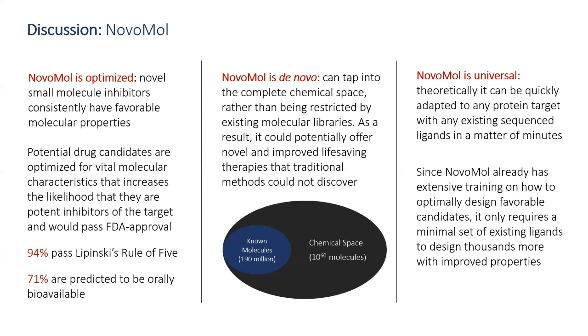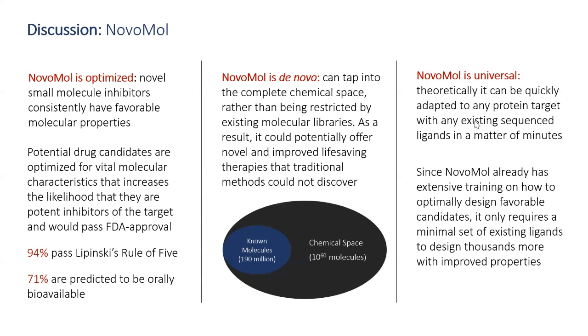Finally, NovoMol is universal, since it can quickly be adapted to any protein target with any existing ligands in just a matter of minutes, due to its generalized drug discovery structure that allows it to quickly pick up on important characteristics of drug ligands and apply them to design novel drug candidates for that specific drug target, even without any previous biological knowledge.